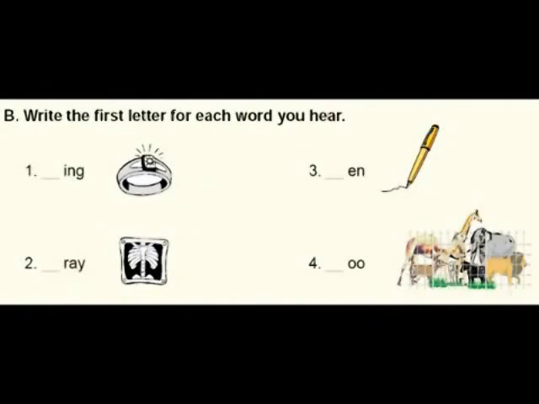Task B. Write the first letter for each word you hear. Word number 1. Ring. Word number 2. X-ray. Word number 3. Pen. Word number 4. Zoo.